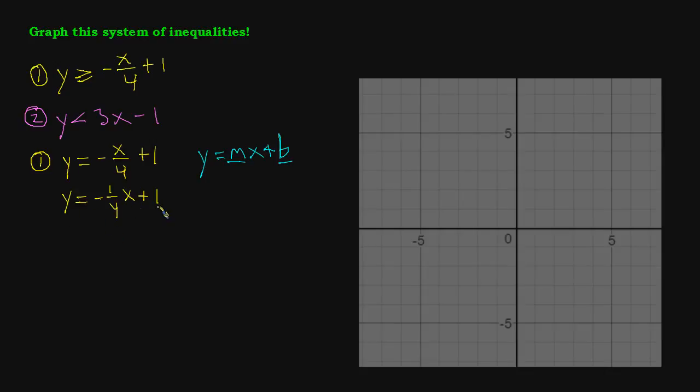Now that we have this guy in the form of mx plus b, what we'll do is we'll start with the b. We know that there's a y-intercept at y equals 1. And so what we do is we go here to the y-axis, and on the y-axis we will go to y equals 1 and we'll put a dot, and then we'll look at the slope. And in this case the slope, I'm going to call it m, is equal to negative 1 over 4.